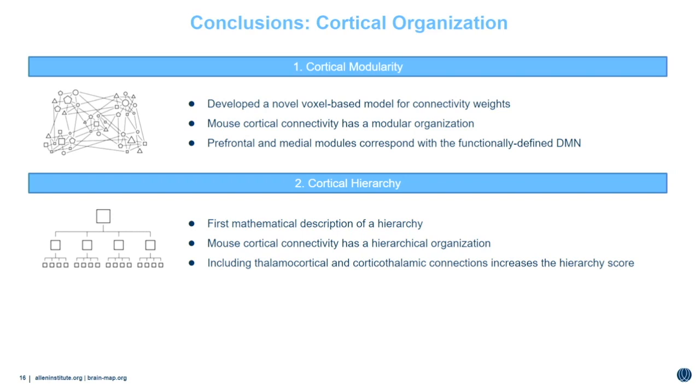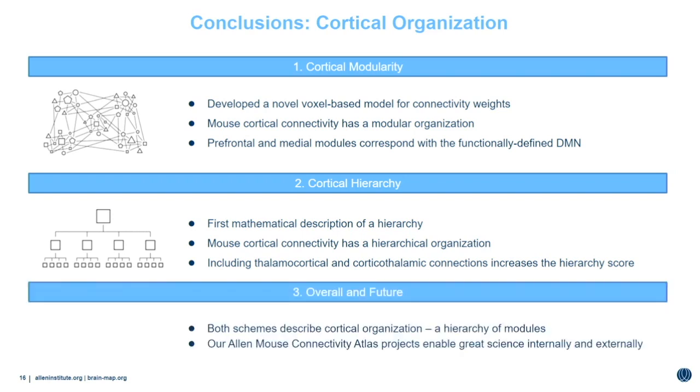So we described the hierarchy mathematically, a full mathematical description. We found these sets of rules for the hierarchical organization, and we found that including thalamocortical connections increases our knowledge of the hierarchy score. Overall, I would say that both of these schemes describe a cortical organization, that there is a hierarchy and there is also a set of modularity. So in the end, there is a hierarchy of modules which is present. And here, we focused very much on describing what the principles of organization are.